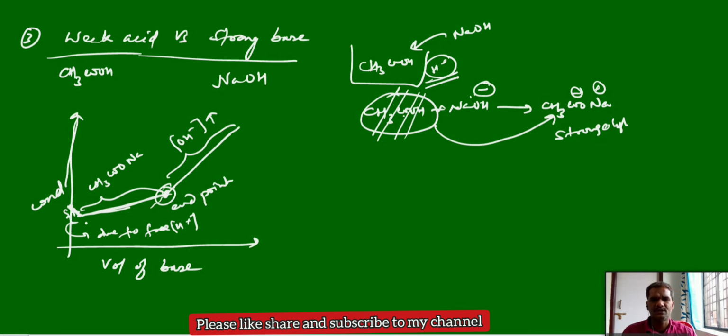They are very few in number because acetic acid is weak. So this portion you can ignore, meaning you can almost take the graph like this, if they mention it in the exam. This is a graph for weak acid and strong base. Like this graph you can take, and this is the end point. Weak acid versus strong base graph.